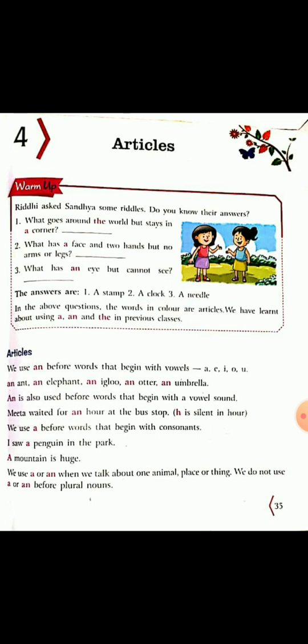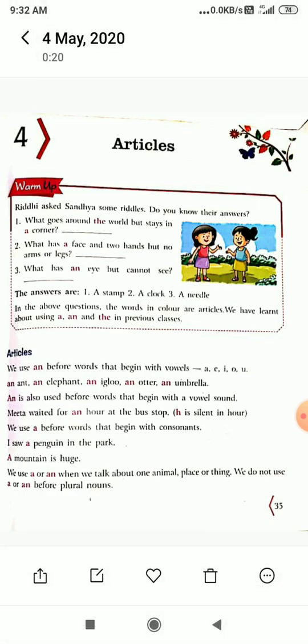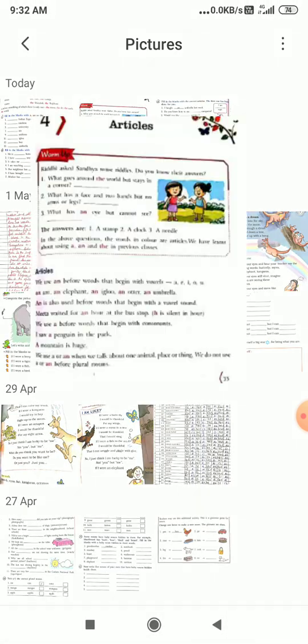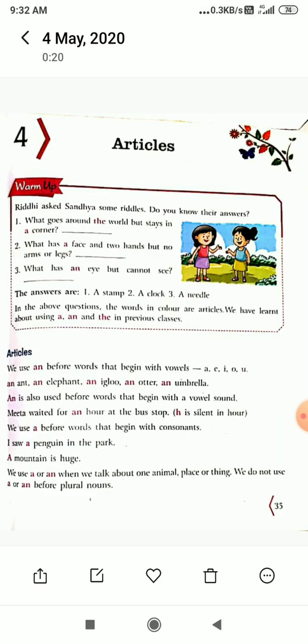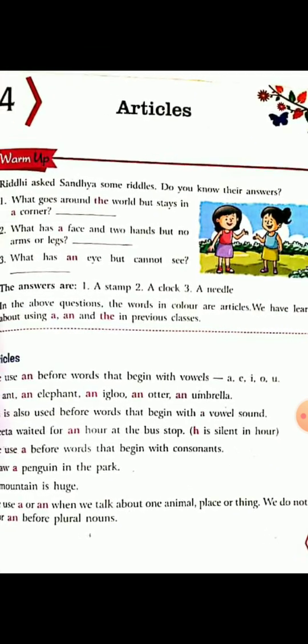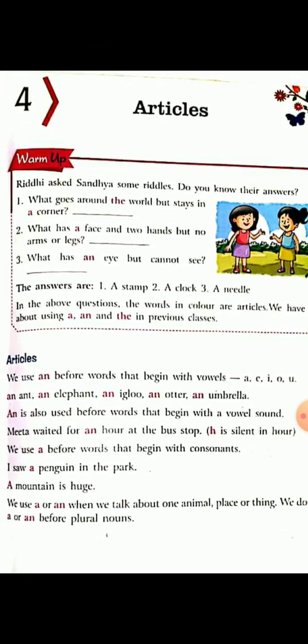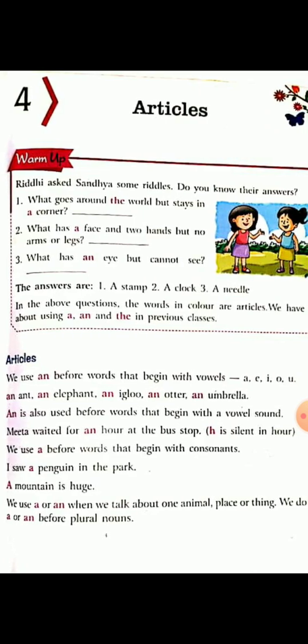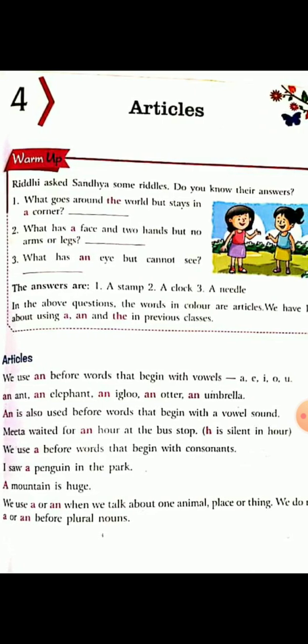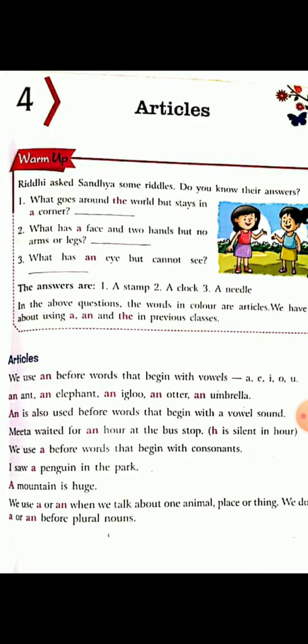So, all the words ant, elephant, igloo, otter, umbrella begin with a vowel sound. Okay, a, e, i, o, u. These are vowel sounds. So, we will use an before them. An is also used before words that begin with a vowel sound.